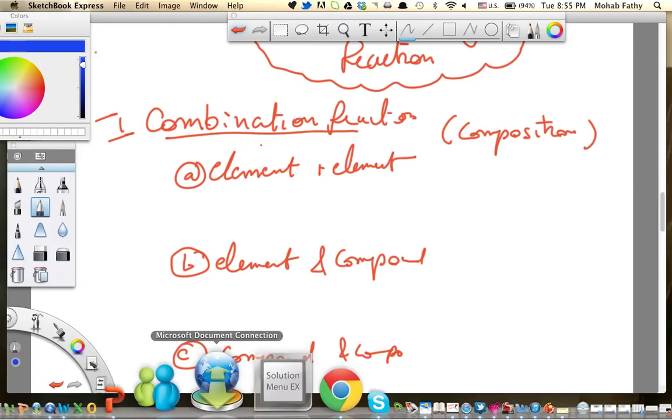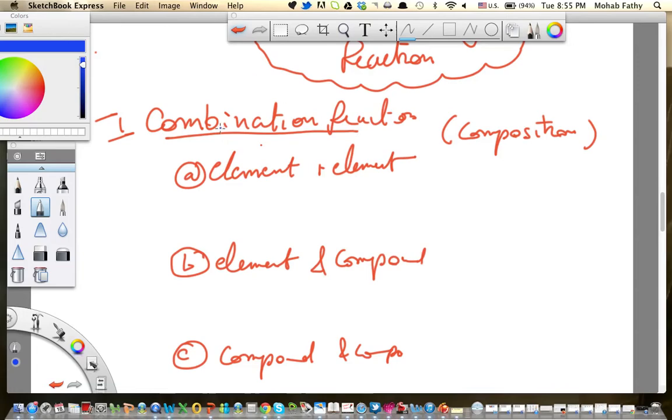Take a very simple one. Water composition. How is water composed? It's composed by the reaction of two simple elements, one of them is hydrogen and the other one is oxygen. So this is the first type of reaction, which is combination reaction or composition reaction. When oxygen and hydrogen combine together, what actually results? What is the result of this reaction? H2O. So the result is H2O.